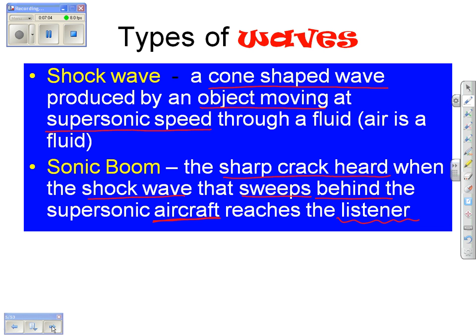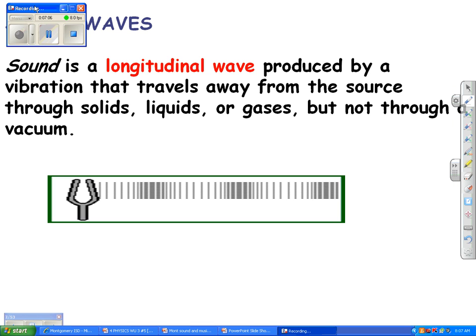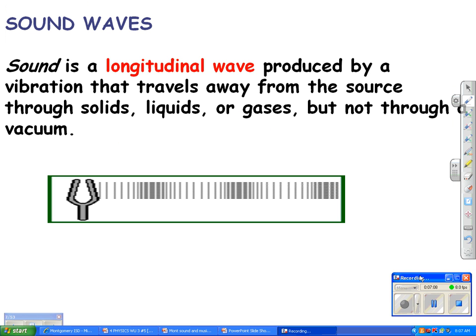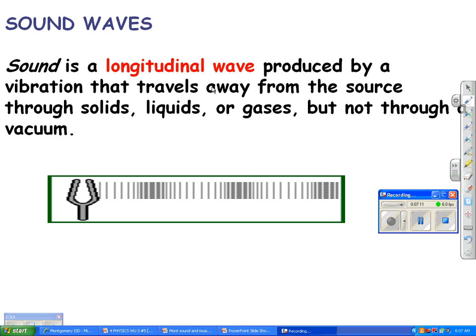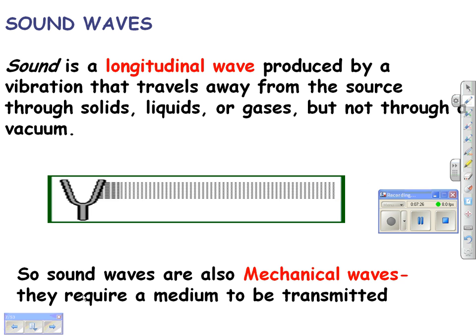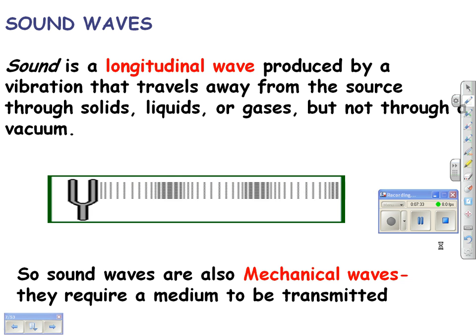So those are two new vocabulary words that you guys have. So sound is a longitudinal wave. It's produced by a vibration that travels away from the source through solids, liquids, or gases, but not through a vacuum. Because it doesn't travel through a vacuum, you need to realize that it is a mechanical wave. So sound is a longitudinal mechanical wave because it does require a medium.